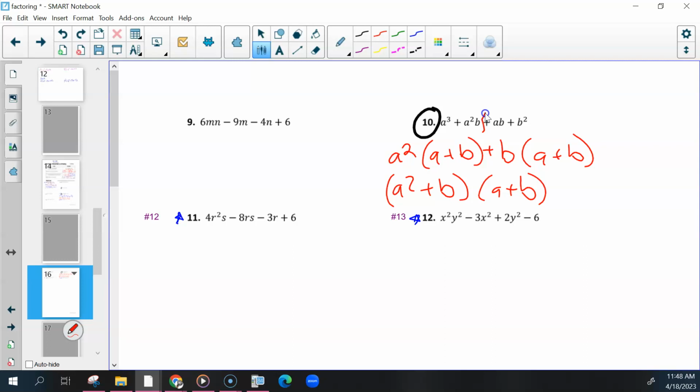Any others we want to see, do, go over, have questions about? Matthew. 11. What were you going to say? Does it matter which factor comes first? Nope. I can put A plus B and then A squared plus B. Either or, doesn't matter. We could do 11.